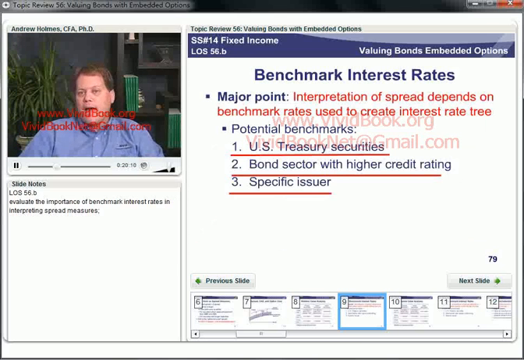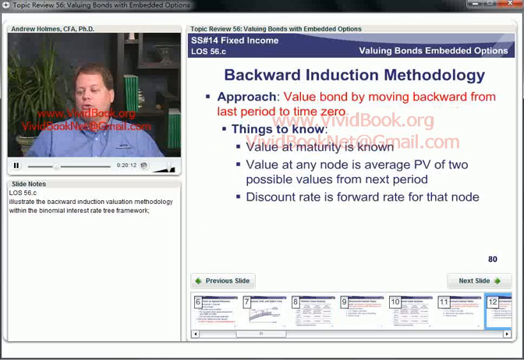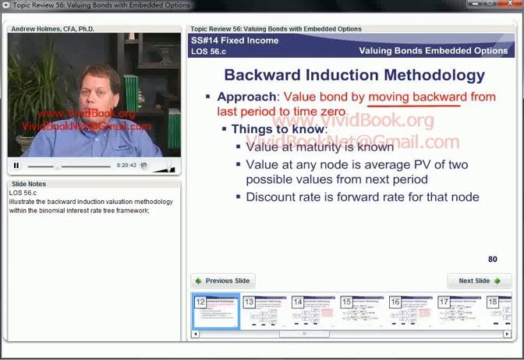All right, with that as a background, let's jump into the idea of valuing a bond. We'll start out with a bond that doesn't have any optionality. What we want to get to is valuing a bond with embedded options, right? But we're going to value a bond that doesn't have any embedded options, and we're going to use the binomial interest rate model to do it. The approach here is to value the bond by moving backwards from the last period to the 0 period. This is called backwards induction.